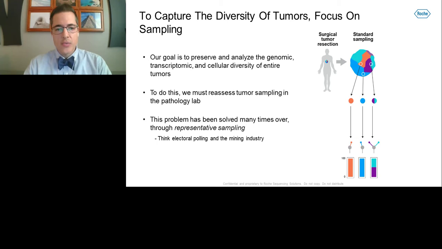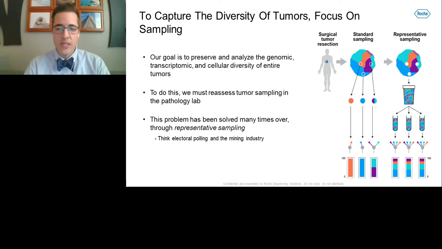So we believe that to really capture the diversity of solid tumors, we have to rethink how we're sampling in the pathology lab. And if you think about electoral polling or the mining industry, where the goal is to try and capture the most representative sample of a spatially segregated sample, the tool that they use is called representative sampling. And as you can see here, as we click through the animation, this is a very straightforward process that has been used, as I mentioned, in a couple of different industries.